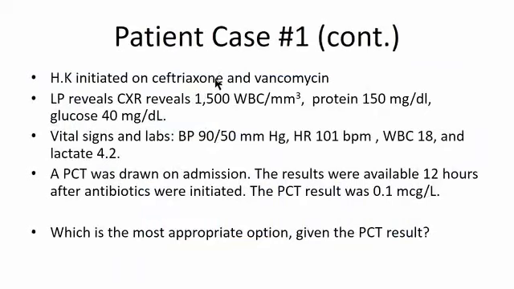Recall HK has signs and symptoms of meningitis. We initiated her on ceftriaxone and vancomycin. We did an LP. It does reveal 1,500 white blood cells, protein of 150, glucose of 40. Looking at her vital signs, she is hypotensive, blood pressure 90/50, tachycardic, heart rate of 101, high white blood cell count, and high lactate. Procalcitonin was drawn on admission, and the results were available within 12 hours after antibiotics were initiated. And the procalcitonin result was 0.1 micrograms per liter.